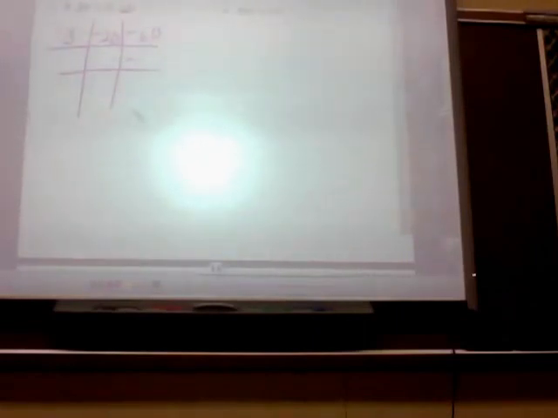Okay, so let's move to number 3. Can I take out a GCF? No. Is it a difference of squares? No. So basically that means draw a tic-tac-toe. Your 3 goes in the front. Your negative 20 goes here. Your 3 goes here. Your negative 20 goes here. Multiply those together. Negative 60. Since it's a negative number, I know I've got to have a negative.